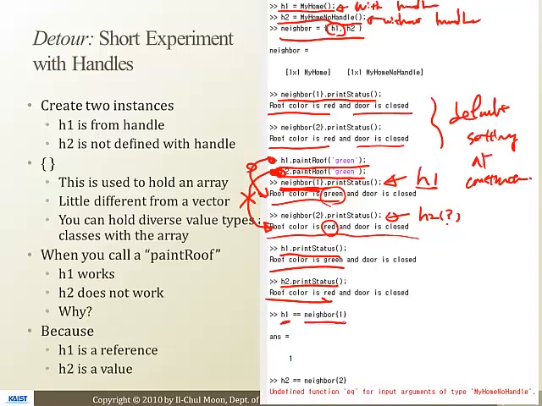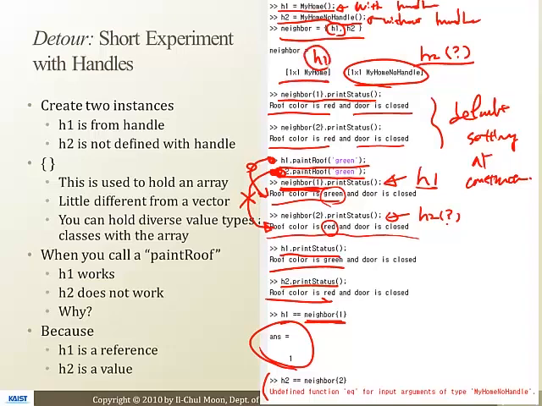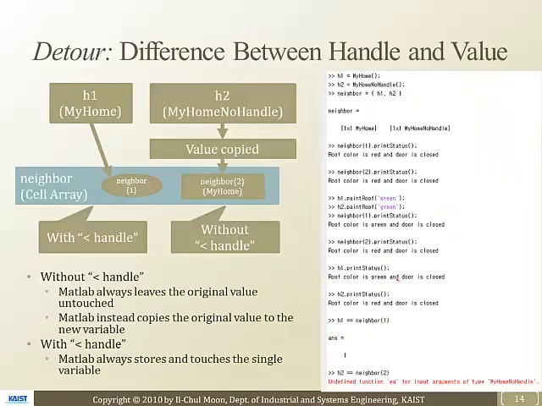Is H1 actually equal to neighbor 1? The answer is 1. And it's not, right? So it means that what is stored in the cell array here, supposed to be H2 with a question mark, is actually not H2. This is definitely H1. We verified that here. What happens? The difference between the handle, more like a reference class, and the value class is this.